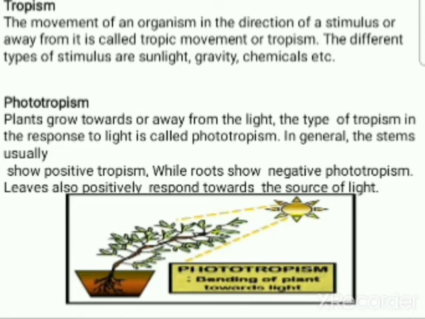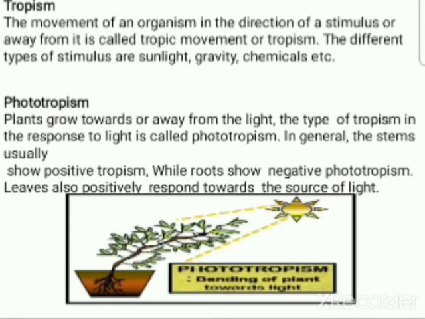So the first tropism is phototropism. Plants grow towards or away from the light. The type of tropism in response to light is called phototropism. In general, stems usually show positive phototropism, while roots show negative phototropism. Leaves also respond positively towards the source of light. As you can see in the picture, we have the stems and leaves growing towards the light, whereas the roots are away from light.